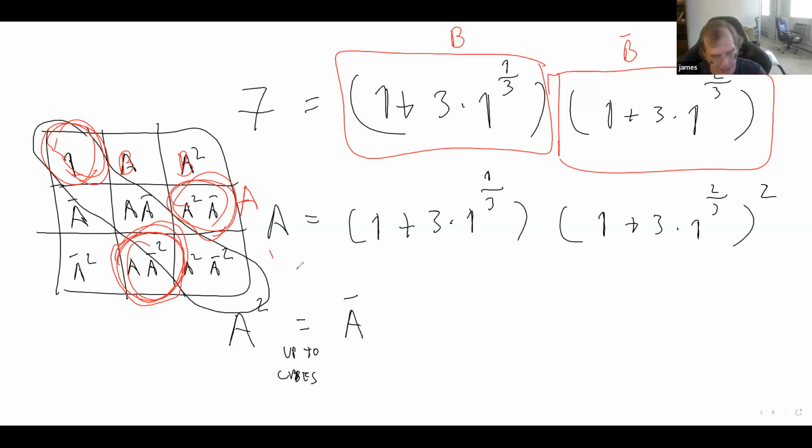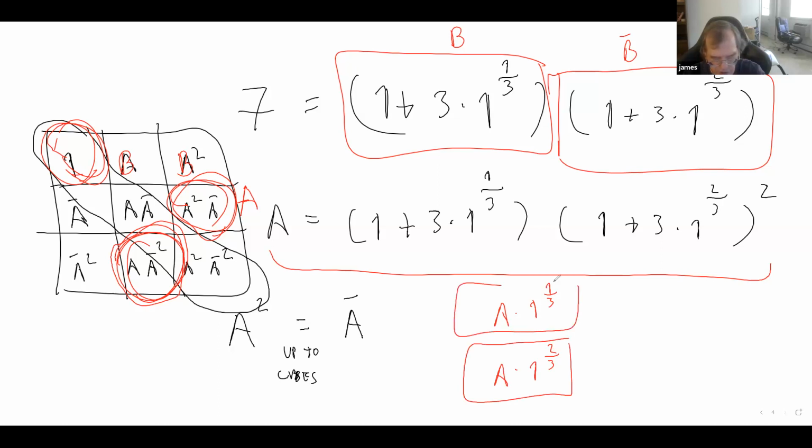If we were to take this A, and multiply A times 1 to the 1/3, and multiply A times 1 to the 2/3, those would give us three different abelian cubic extensions.